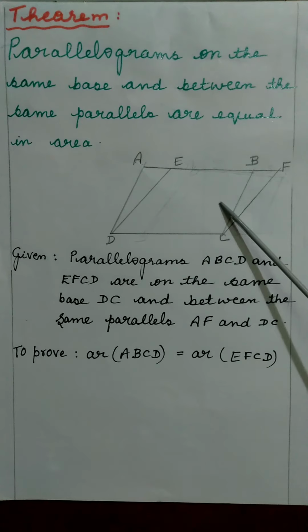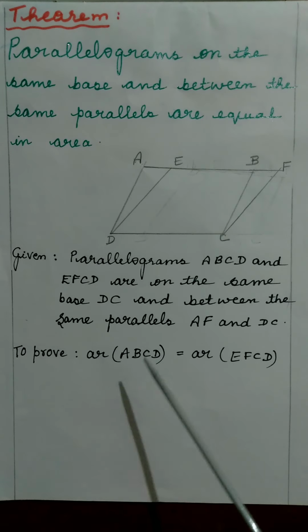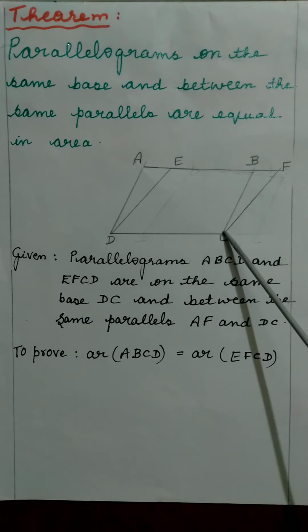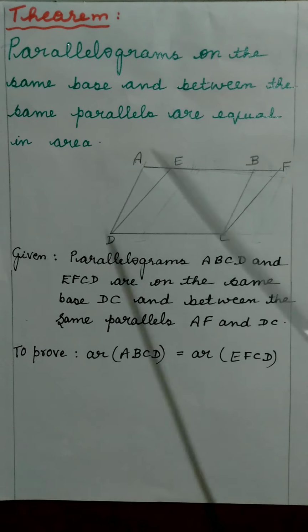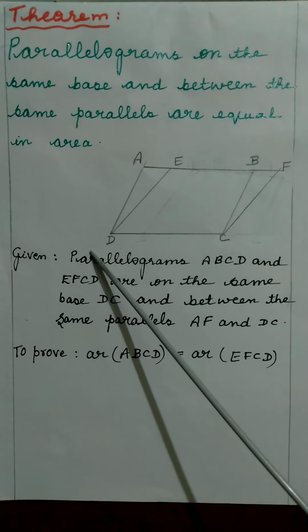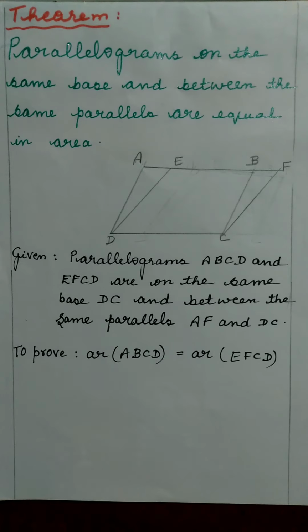This is the main figure. This is the given part. What we have to prove? We have to prove that area of parallelogram ABCD. We will represent area as AR. So, area of parallelogram ABCD is equal to area of parallelogram EFCD.